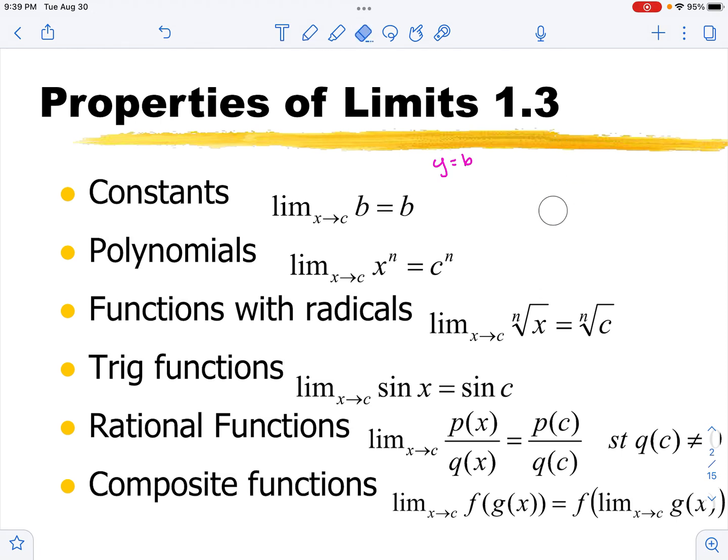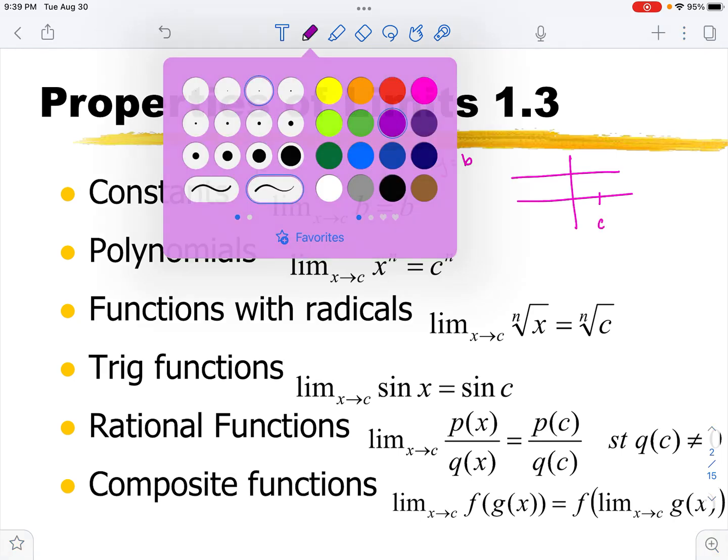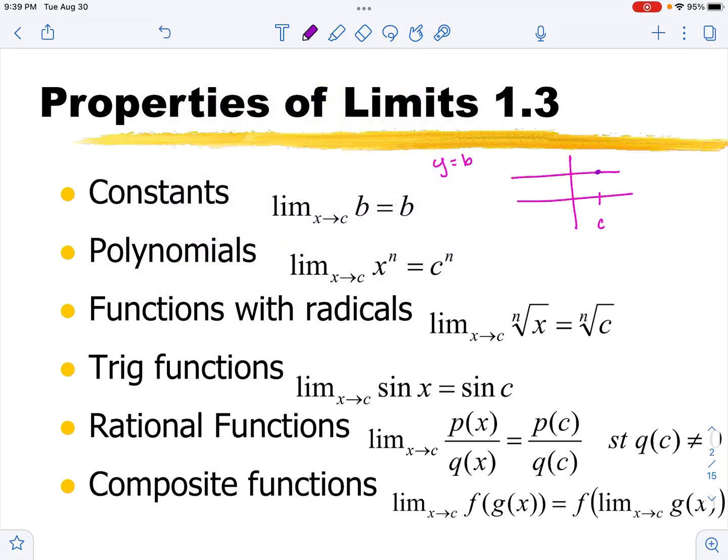My picture is not great. If we think of this horizontal line and x equals c, we'll put c over here, and it doesn't matter where c is. If we look at that from the left and from the right, remember, in order for a limit to exist, they have to go to the same y value. Because it's a horizontal line, that value is always going to be b. So b is where that horizontal line is located.